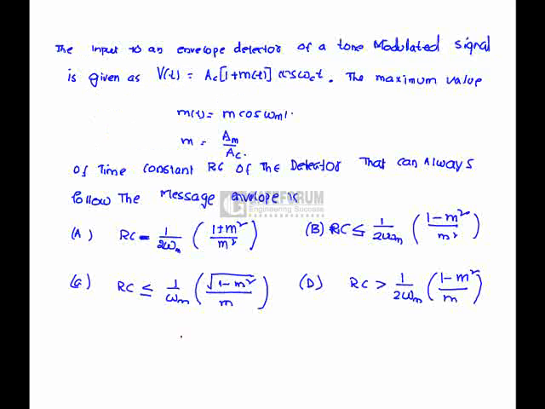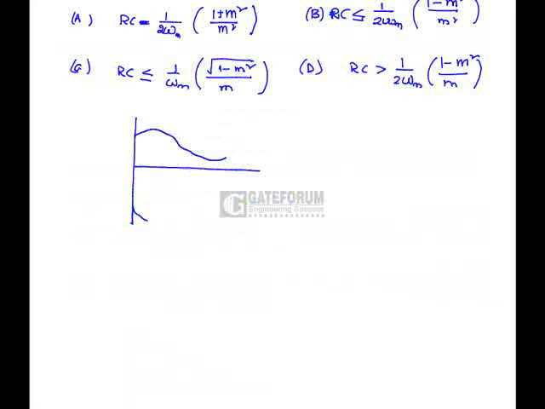Question is, the input to an envelope detector of a tone modulated signal is given as V of t. The maximum value of the time constant of the detector, so that it can always follow the message envelope, is. We know that in the case of amplitude modulation, the output waveform before it is given to the envelope detector is going to be like this. This is an envelope, that is the time domain modulating signal.